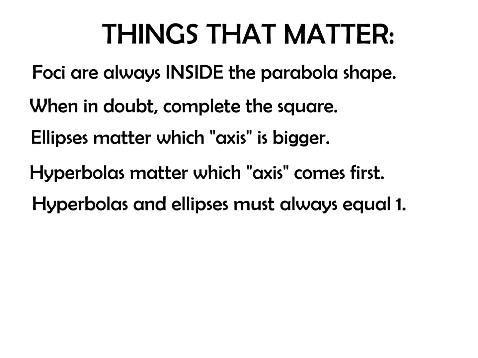So just to wrap up our study of conic sections, it says things that matter. Foci are always inside the parabola shape, in a hyperbola as well as in the parabola. When in doubt, complete the square, like if we're not sure what conic section we're dealing with. For ellipses, it matters which axis is bigger, so we talk about the major and the minor. For hyperbolas, it matters which axis, and I use quotation marks for those, comes first, so is the x part first or the y part first. And then remember, hyperbolas and ellipses must equal 1.